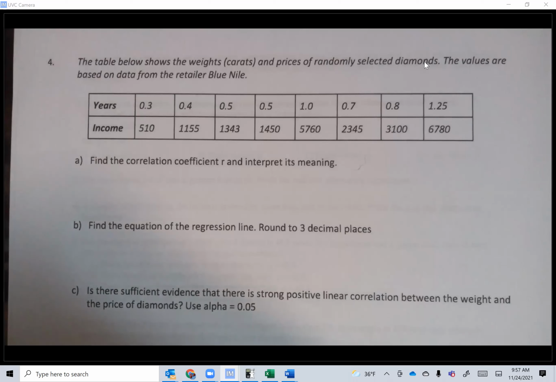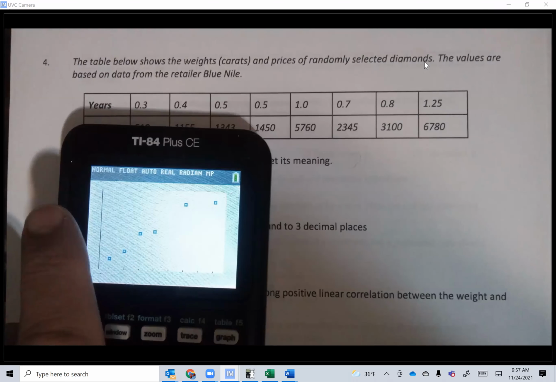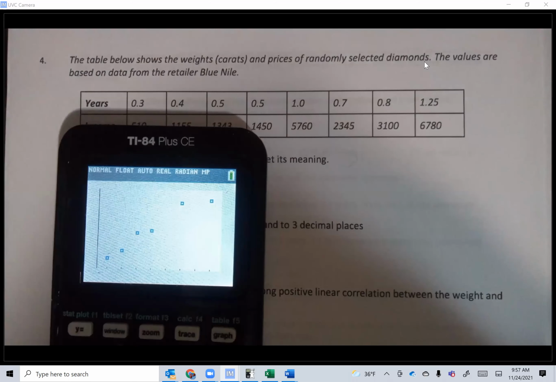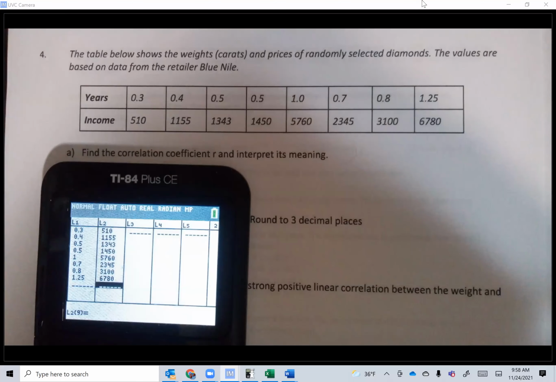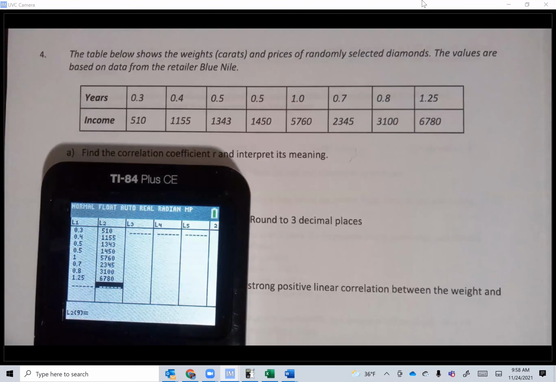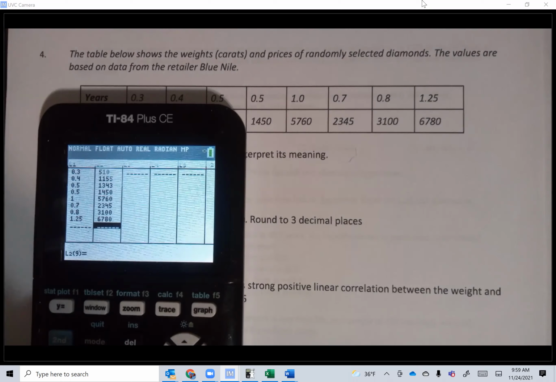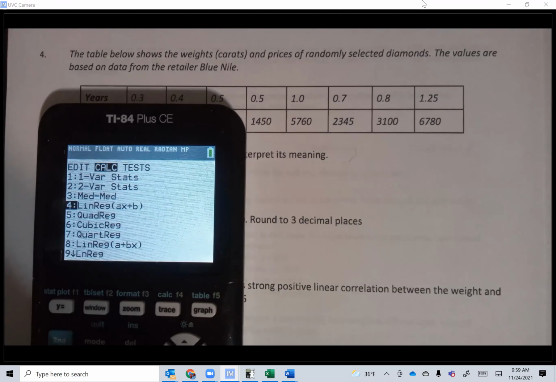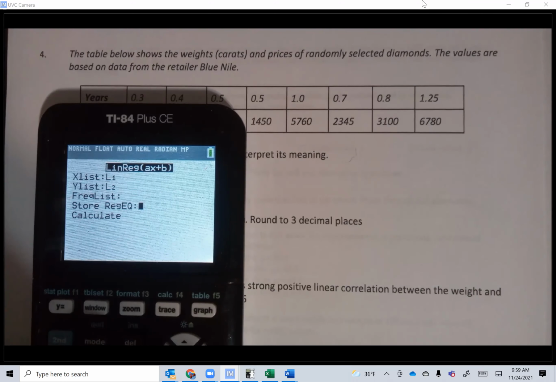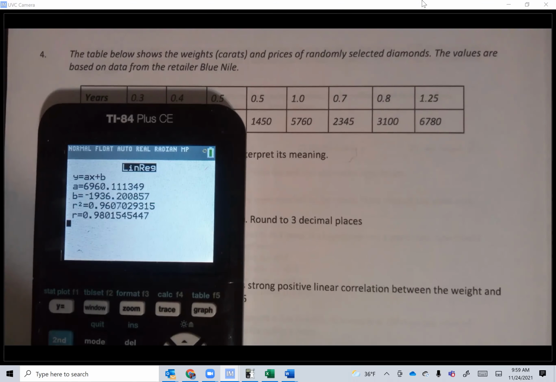Find the correlation coefficient R and interpret its meaning. But before we find the correlation coefficient, we have to put the data in L1 and L2. So let me just do that quickly. Find the correlation coefficient R and interpret its meaning. So here's what you do. Stat calc number 4. Okay, and so R is 0.98.